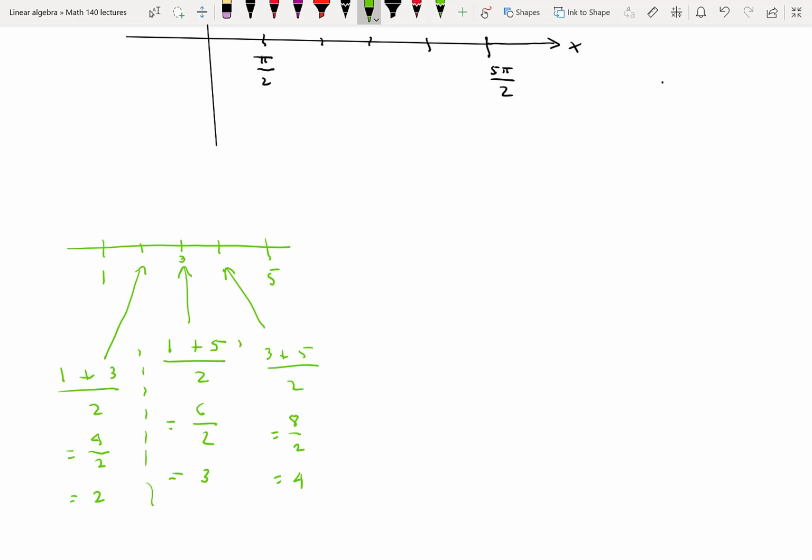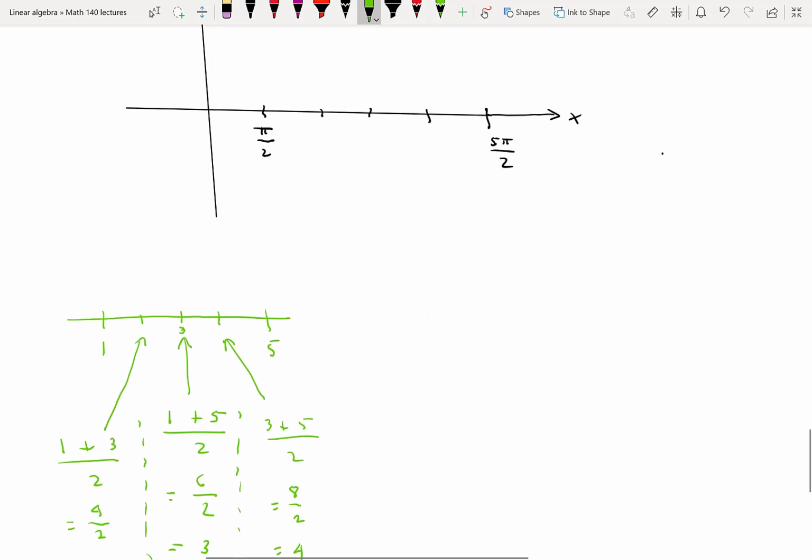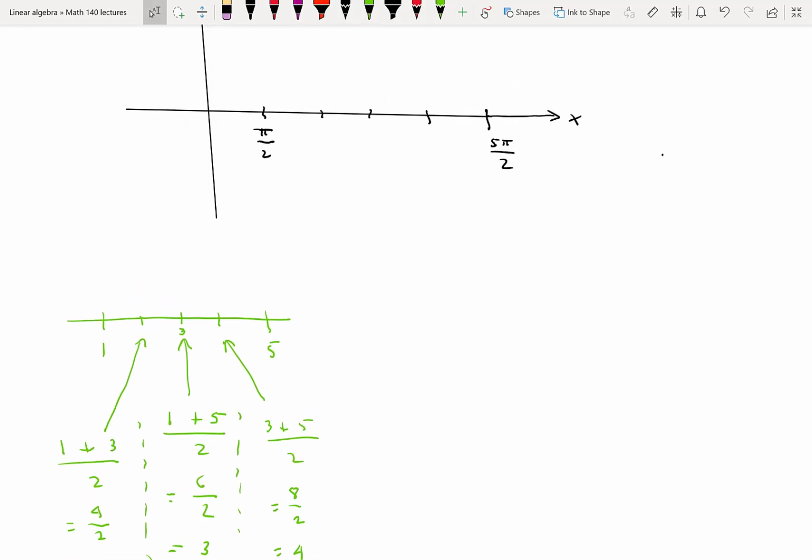So this is the go-to way to get the 3 points in between if you can't see what the points should be. If you can see what the points should be, you mark off the points.